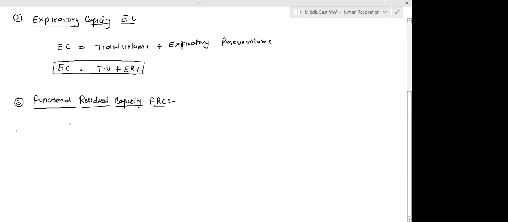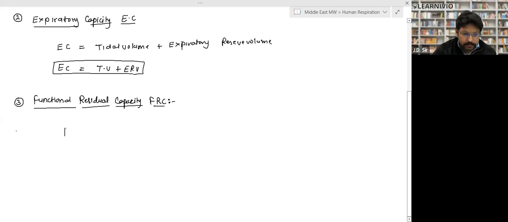So functional residual capacity, FRC, is equal to residual volume. We have studied that the residual volume cannot be removed from our lungs. It always remains even at the most forceful expiration. You try to push with force and expire all the air, still some air does not go out of your lungs. That reserve air that cannot be removed from our lungs is called residual volume.